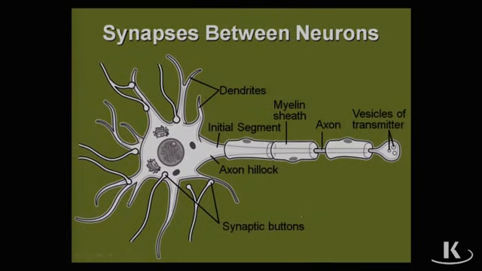Synapses between neurons. Same thing we just said. The synaptic buttons are what we just said, except between neurons. It's not the same in terms of acetylcholine making sodium go through inside the muscles, but it's still the same concept.